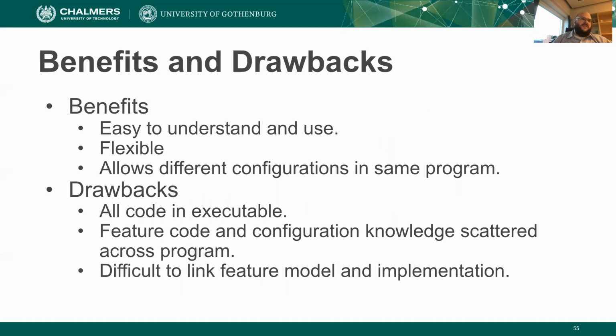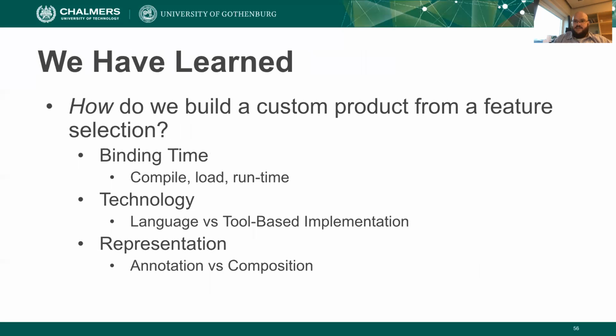So parameter-based approaches are easy to understand and use, and they're very flexible. They allow different configurations in the same program, but they mean that your executable has all the code encapsulated within it already. And that leaves you open to security attacks. That means that your program requires more memory to run and has more overhead from checking at runtime all these different options. It can also be hard to understand the code base because your feature code can be scattered all over the place. Are there any questions on any of this?